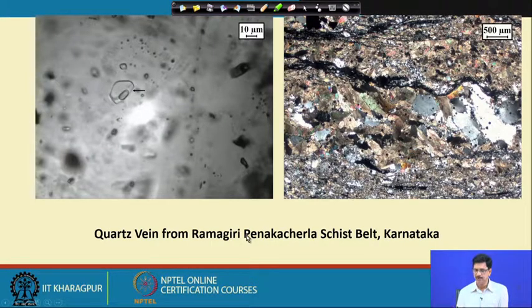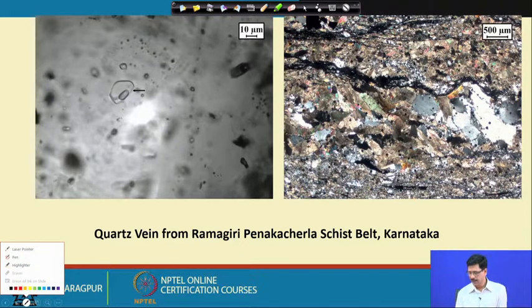This also is a sample from the Ramagiri Penakacherla schist belt, an auriferous schist belt. We could see that in the rock, which essentially is a schistose rock, this particular quartz represents a very incipient vein that is formed within the shear plane. A magnified view of a particular part of this quartz shows the distribution of the inclusions, the aqueous biphase inclusions, which are far more diverse in their shapes and sizes.